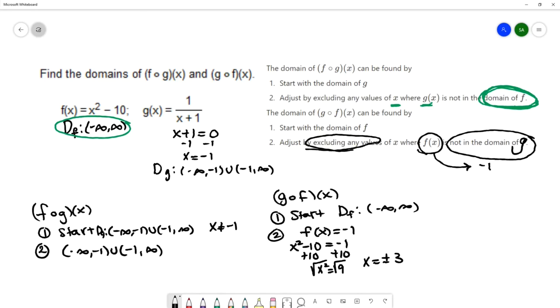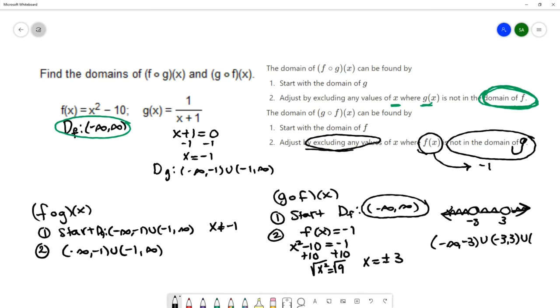So I want to exclude negative and positive 3 from the domain that we started with. So we had a domain of all real numbers. That was the whole number line. Now we're going to take negative 3 and 3 and get rid of those two values. And we're going to be able to write this domain as negative infinity to negative 3, union with negative 3 to 3, union with 3 to infinity. So this is the domain of g composed with f.